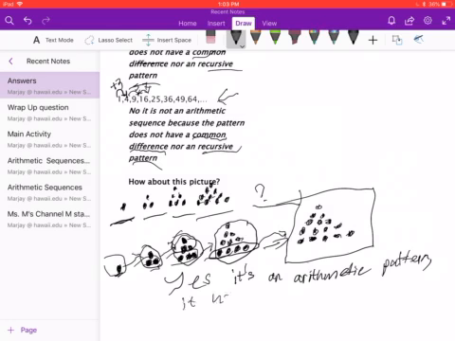Because it has a recursive arithmetic sequence. Because it has a recursive pattern. And remember, recursive pattern is a number that is being added from the previous term to get to the next term.